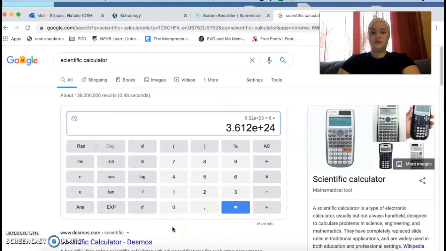Cell phone also works, but this one is even easier because it is right there. If you are having problems with scientific notation or with a calculator, let your teacher know.